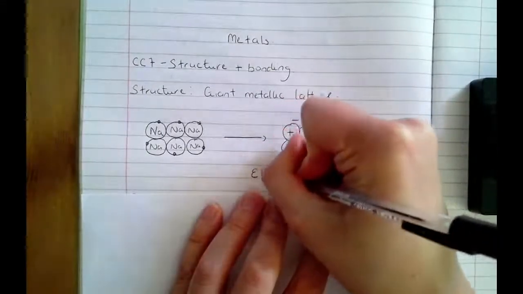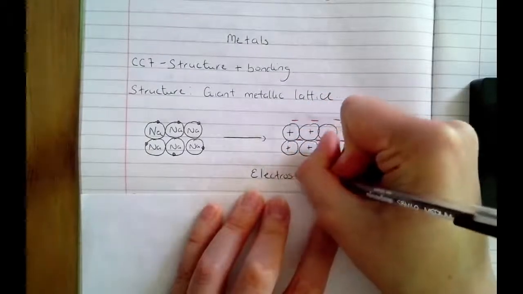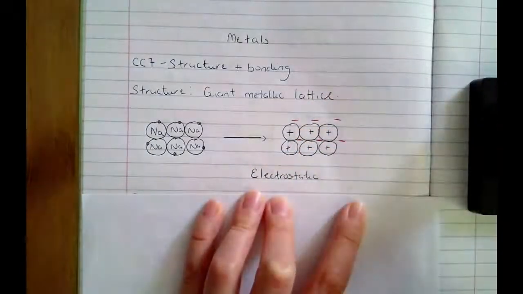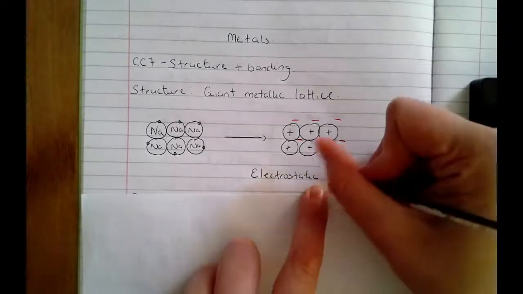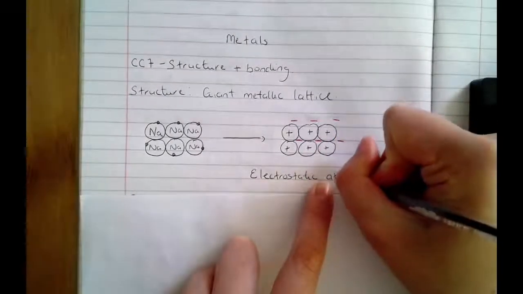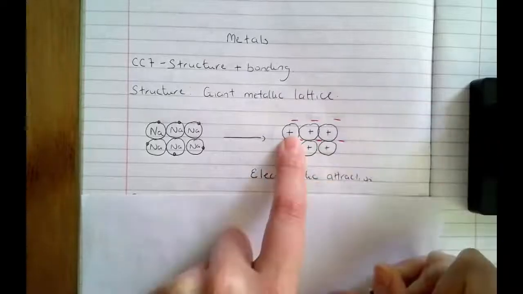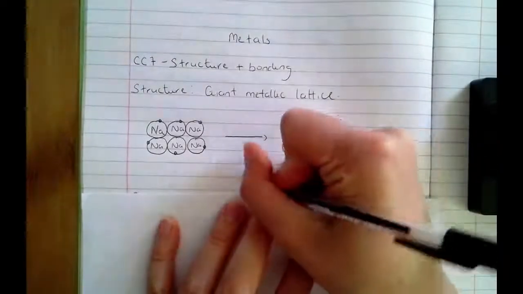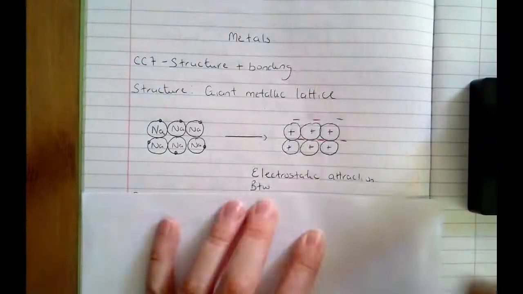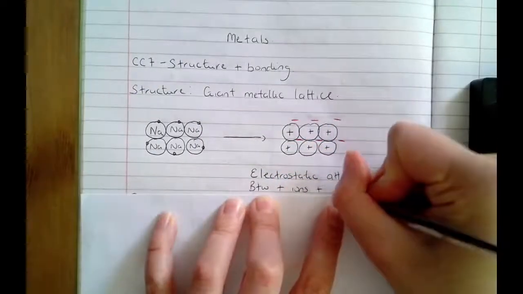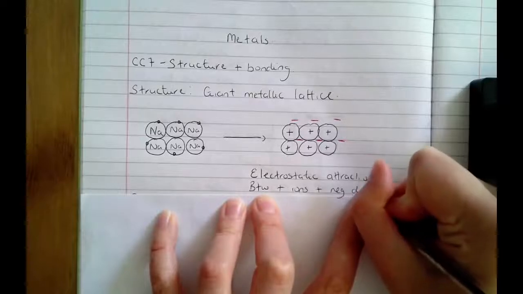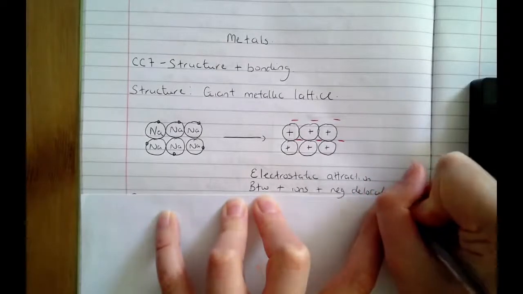So anytime you've got something positive and something negative, we say the force between them is electrostatic. So we've got the electrostatic attraction, and it's between the positive ions and the negative delocalized electrons.